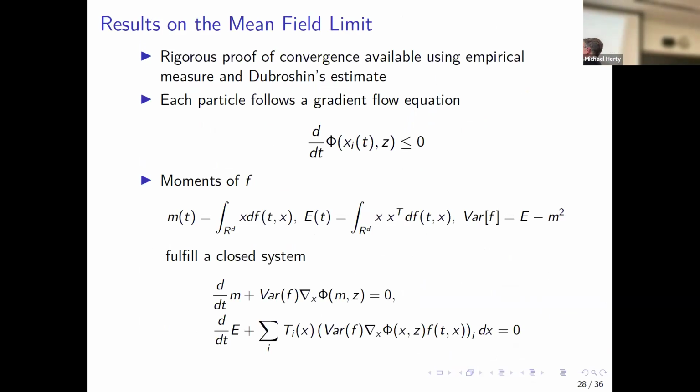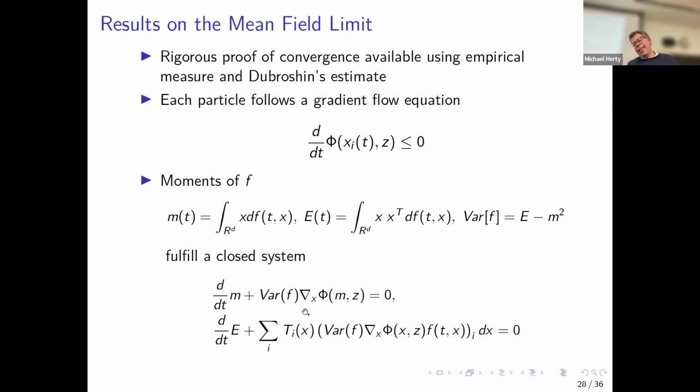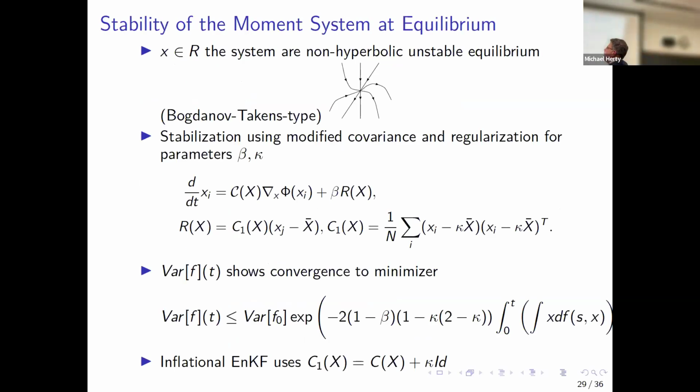And so what we were interested in is the question, is this stable at the desired minimum or at the expected minimum, namely at the point where the variance is 0 and m is just some number. And it turns out that this moment system is non-hyperbolic unstable. So this means that you might need to modify this, because it could be that you are on the boundary of this region, so that when you are close to the minimum, because of numerical errors, you would move away.